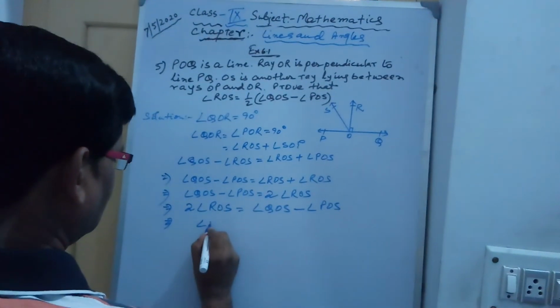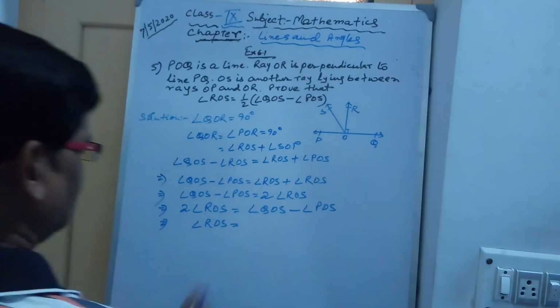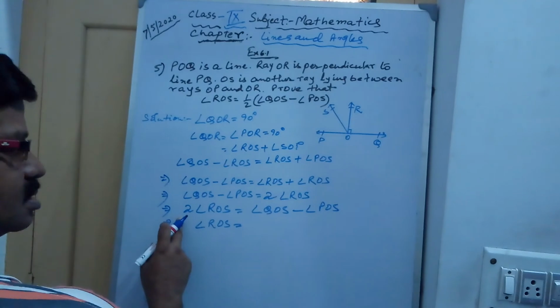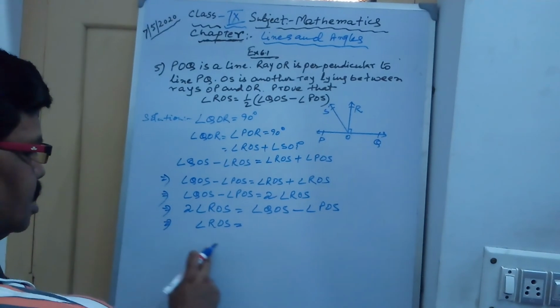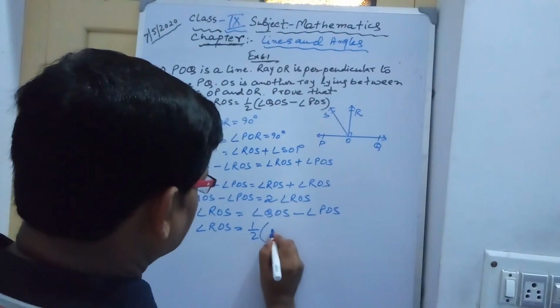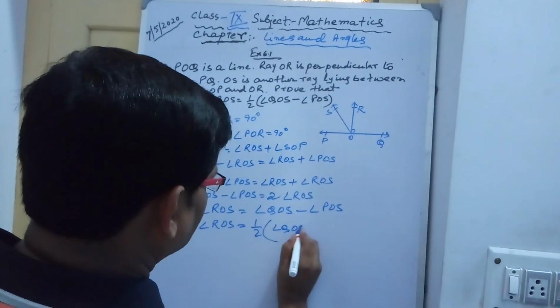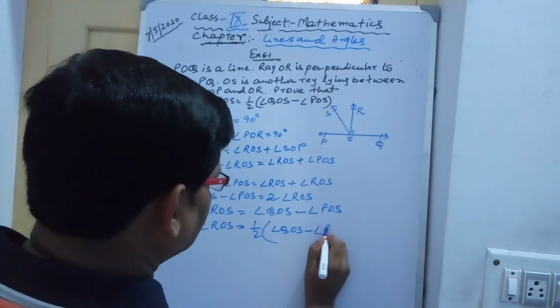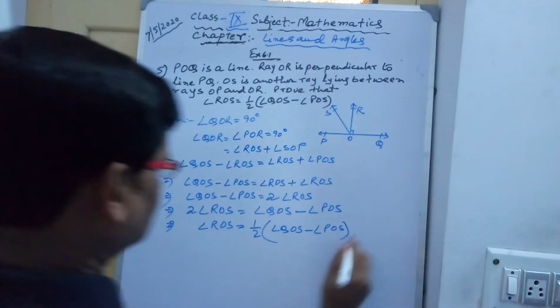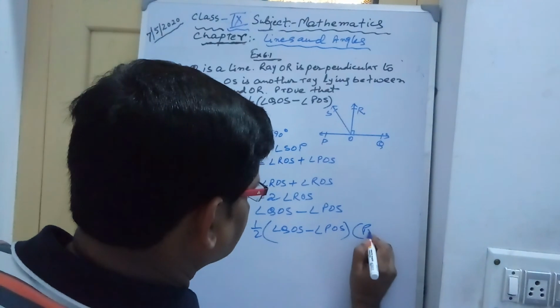So it changes to 2 angle ROS equal to angle QOS minus angle POS. Take this 2 to the right hand side. Here it is in multiplication, so it will change into division. So angle ROS equals 1 by 2 of angle QOS minus angle POS, which you have to prove. So write here: proved.